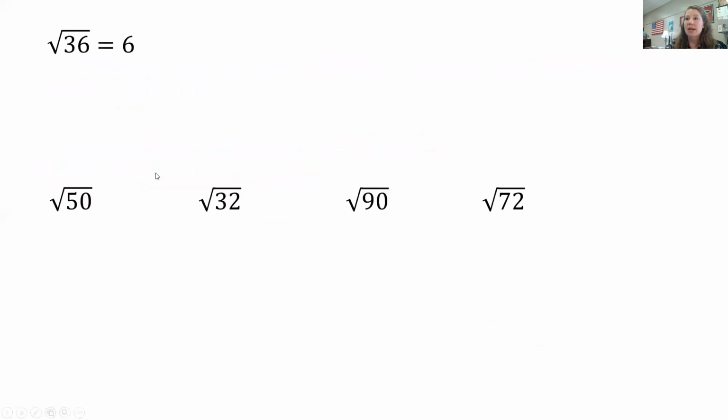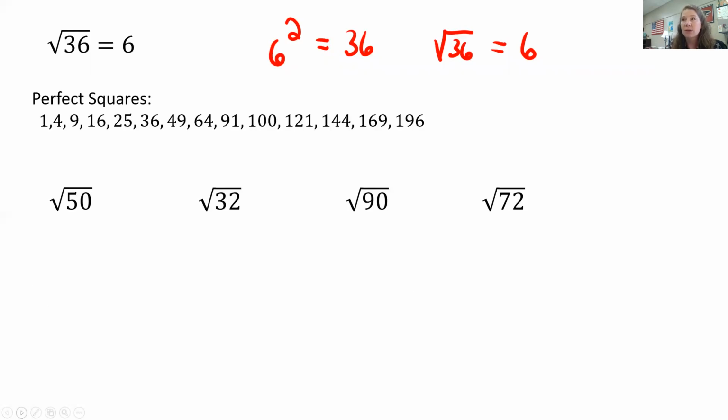All right, so just to remind you about your perfect squares, since 6 squared is 36, the opposite of that would be the square root of 36 is equal to 6. So do you guys remember your first 13 or 14 perfect squares? It will help you if you do remember those or you recognize them.